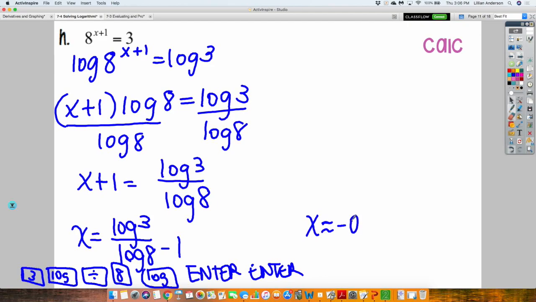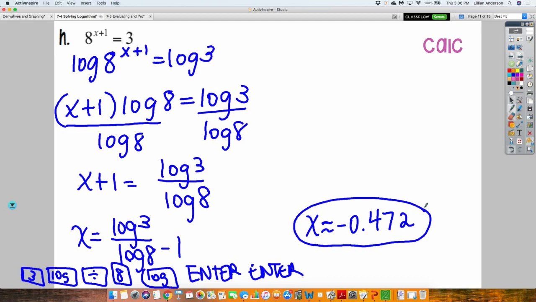Negative 0.472. 3 significant figures. You're going to give me a decimal approximation, okay? So you start with your first non-zero number and then count 1, 2, 3. Now, there are no restrictions with an exponential equation. Because remember, the domain of the exponential function is negative infinity to positive infinity. Okay? So whatever value you get, that's your value. Questions?